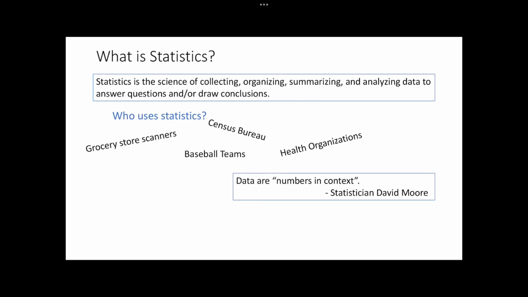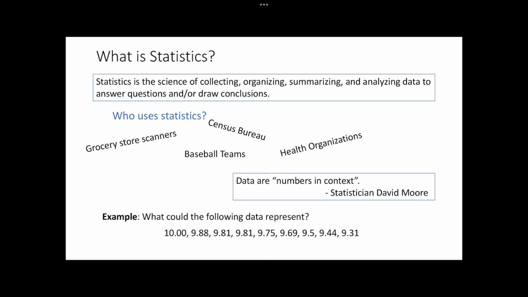Statistician David Moore says data are numbers in context. So when you see data, it's important to think about the context of that data. Where did those numbers come from? What do those numbers represent? So for example, here's some data. What could this data represent? So I've got numbers that range here from 9.31 up to 10.